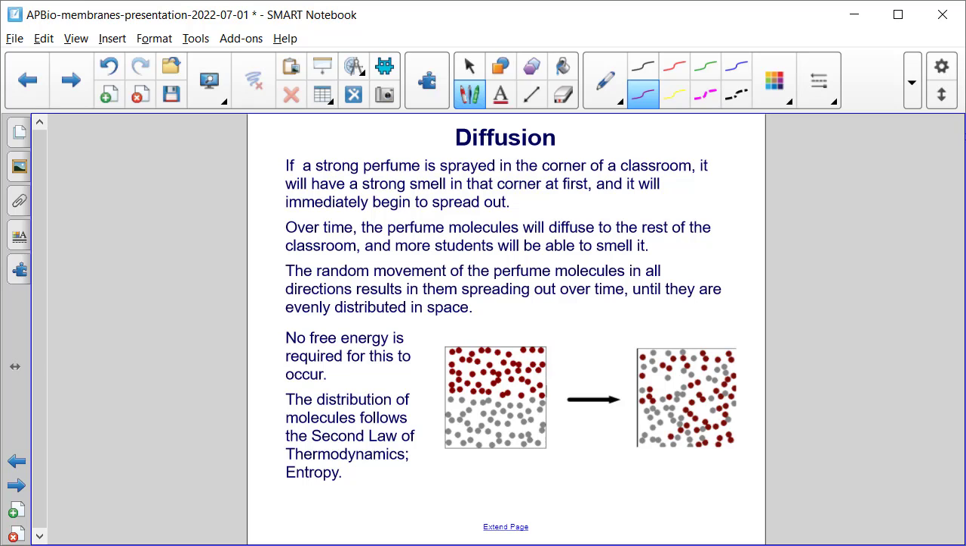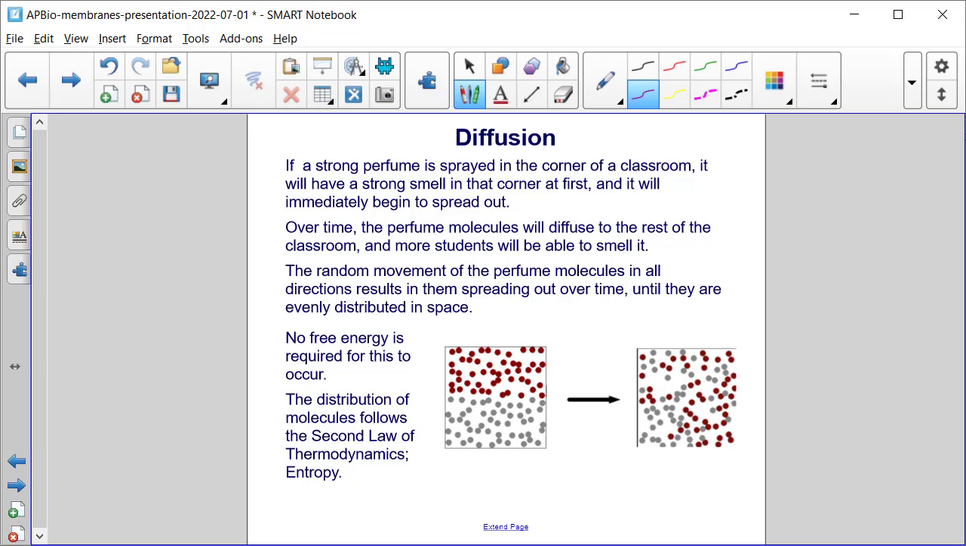Here's another example for diffusion. If a strong perfume is sprayed in the corner of a classroom, it will have a strong smell in that corner at first, and it will immediately begin to spread out. Over time, the perfume molecules will diffuse to the rest of the classroom, and more students will be able to smell it. The random movement of the perfume molecules in all directions results in them spreading out over time until they are evenly distributed in space. No free energy is required for this to occur.